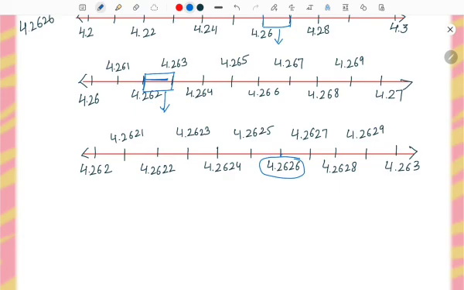Encircle this, mark this point with any capital alphabet. I am marking it here as B. So B represents 4.2626. I hope it is clear to everyone.